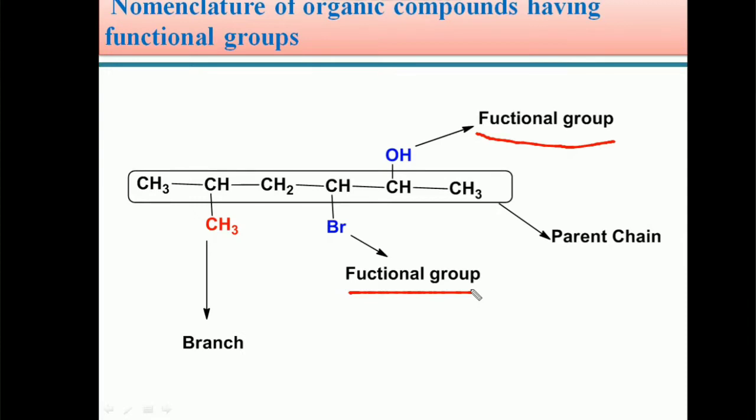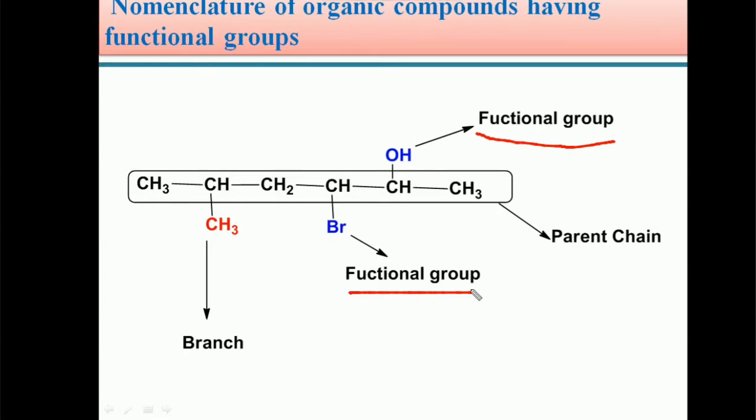Suppose the given organic compound is having a COOH functional group, then the given organic compound has an acidic nature, or if it is having an NH2 group, then the given organic compound has a basic nature. So students, a functional group is defined as an atom or a group of atoms connected to the carbon chain, and it is responsible for the characteristic chemical properties of the given organic compound.